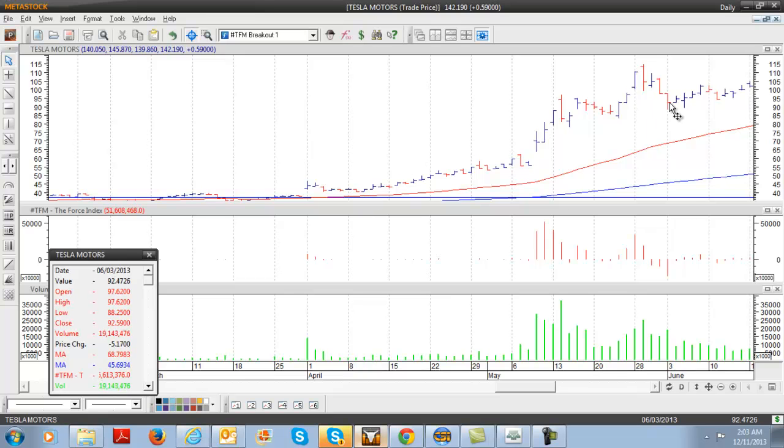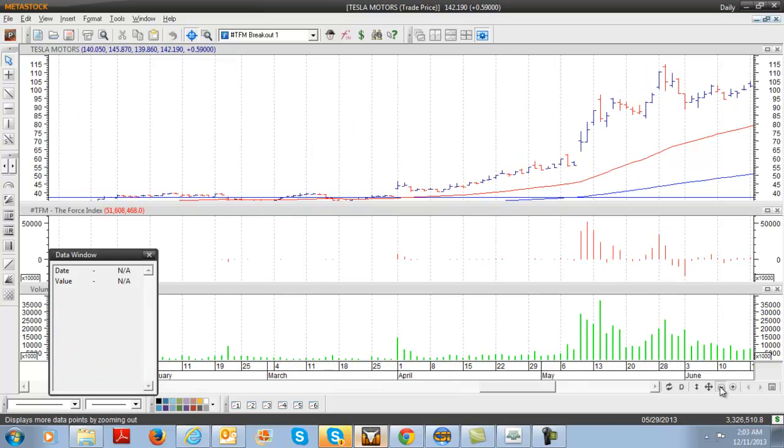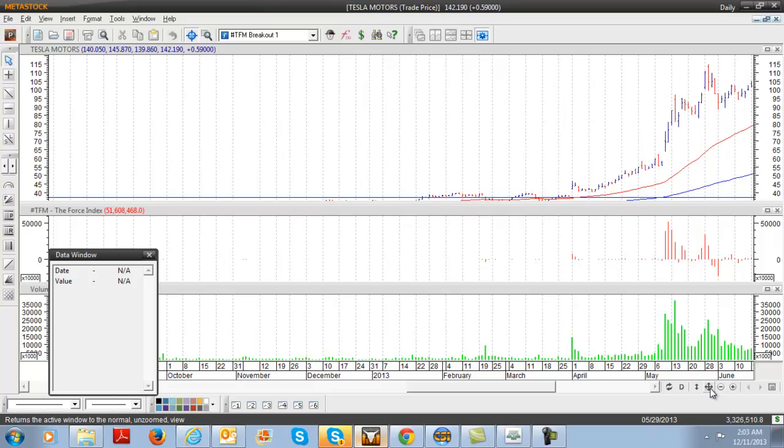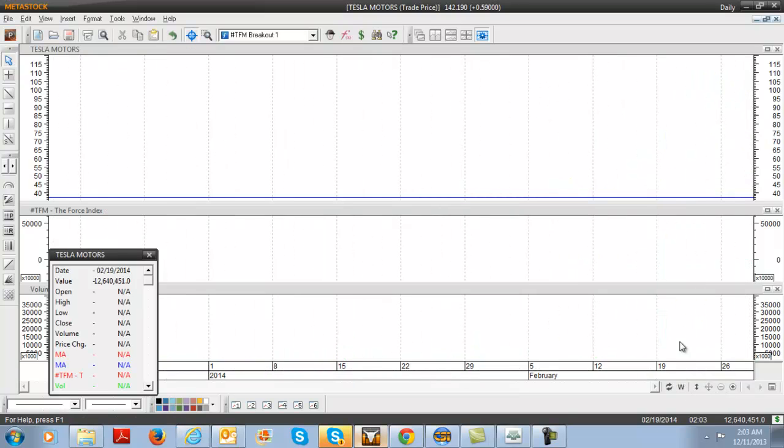You had another retracement, force index, what we talked about. You had another. Just draw a trend line here. I'm going to make it a weekly and then go to a daily.